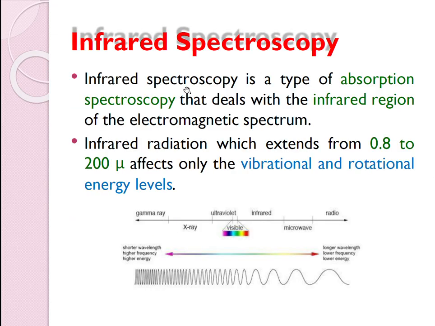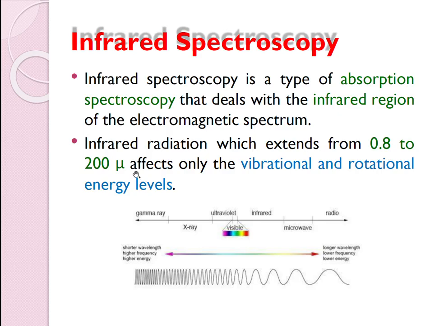Infrared spectroscopy is a type of absorption spectroscopy that deals with the infrared region of the electromagnetic spectrum. Infrared radiation, which extends from 0.8 to 200 micrometer, affects only the vibrational and rotational energy level.